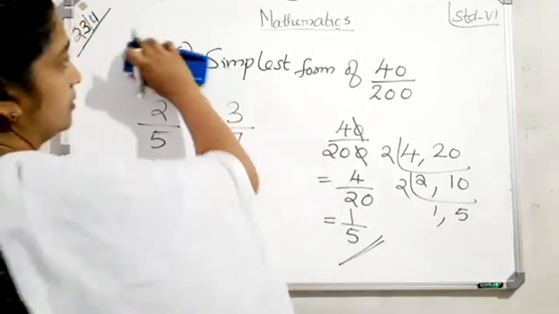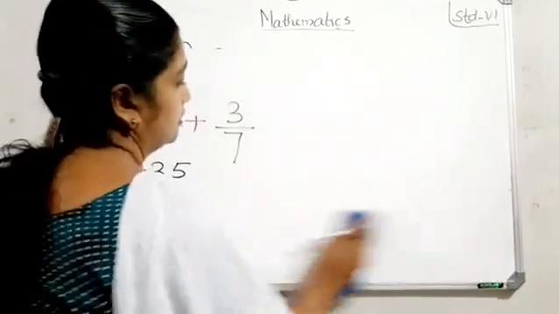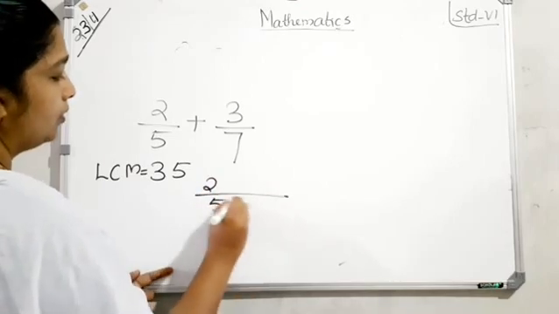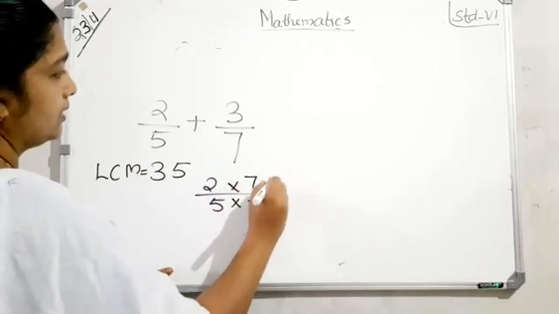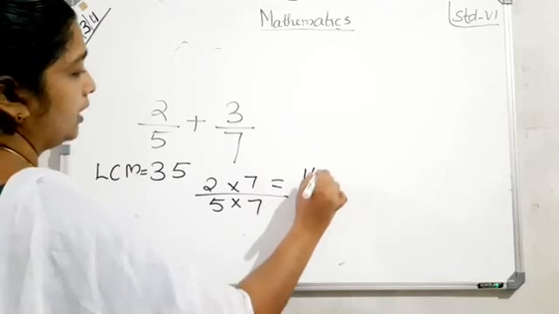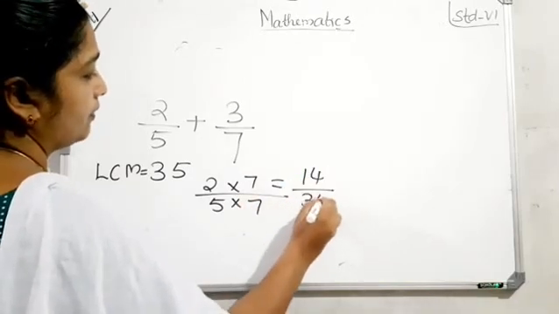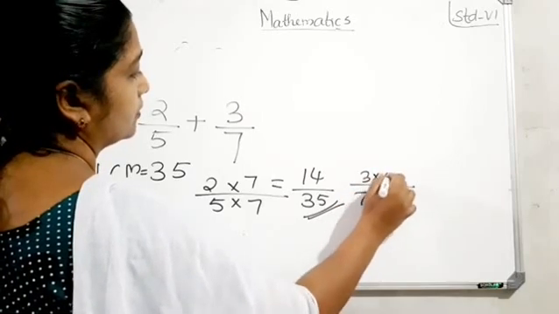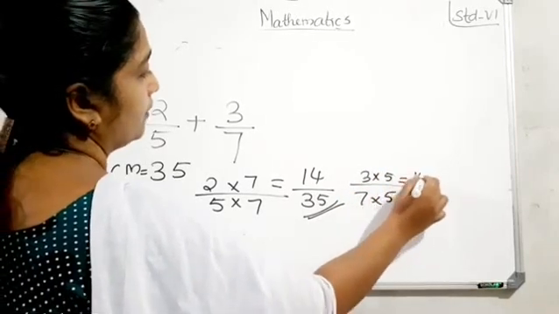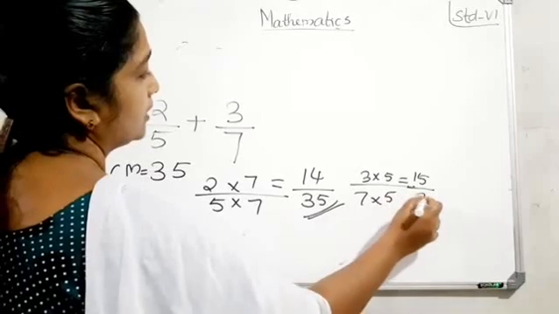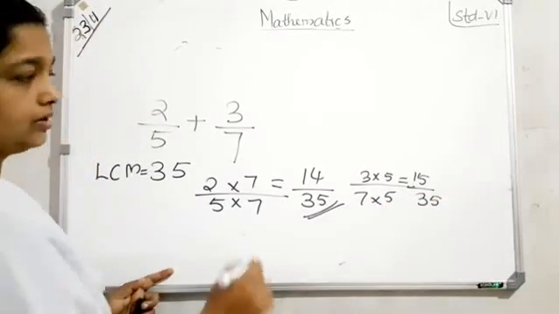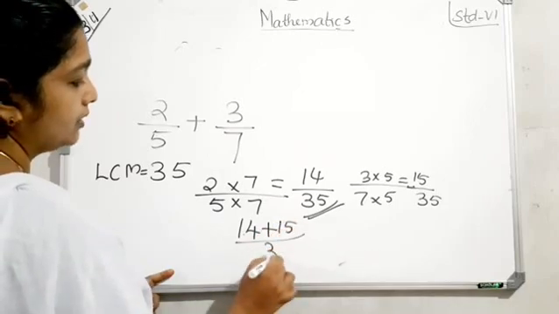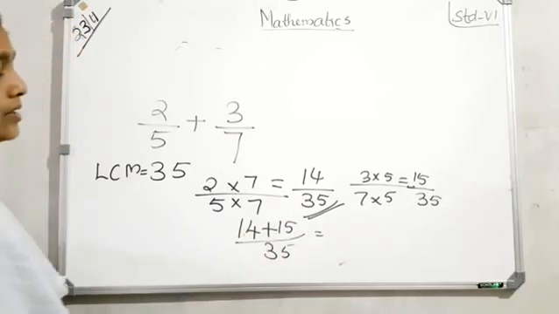Next, 2 by 5 into 7 equals 14 by 5 into 7, 35. And 3 by 7 into 5: 3 into 5 is 15 by 7 into 5, 35. That equals 14 plus 15 by 35. So you will get the answer.